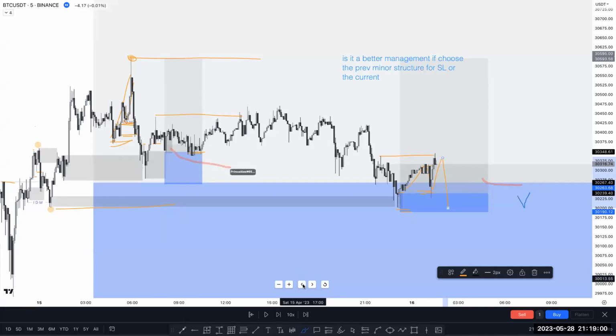Is it better management if I choose the previous structure for SL or the current? Sir, you should use the current. Like in case this one, this lag happens here, the same thing happening here, and this one is broken, same lag, then you can put the stop loss just below it at least.